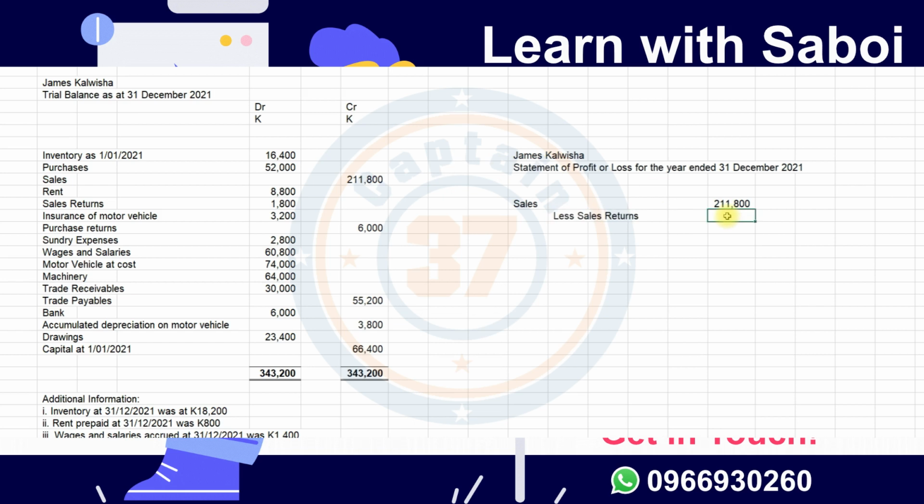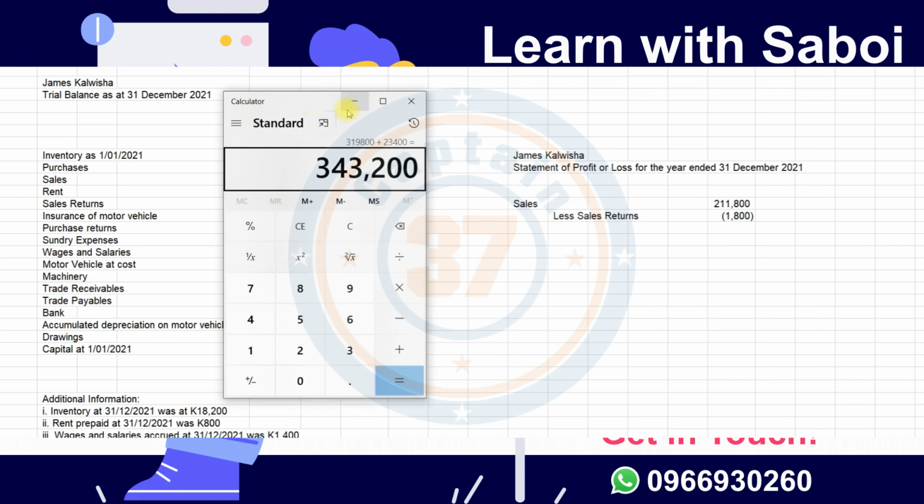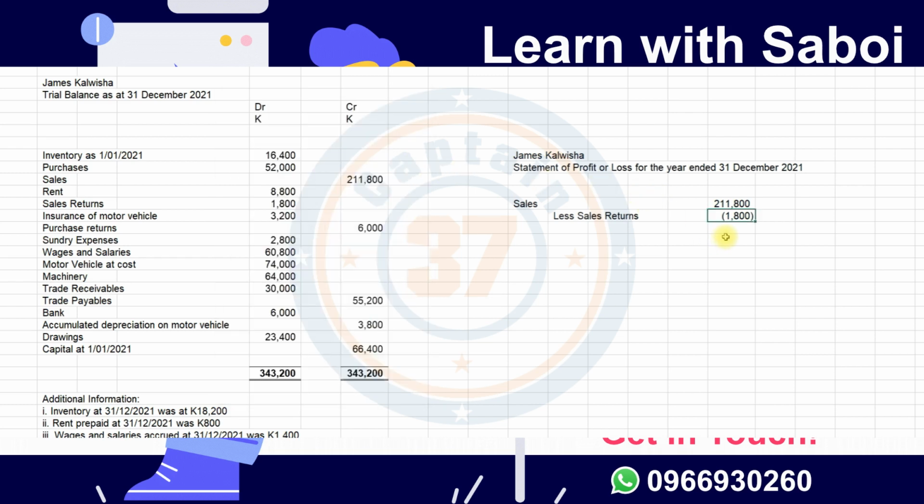And what's the figure for sales returns? Sales returns is here, 1,800. So it's going to be less this amount right over here. What do we get when we subtract this on the calculator? I could use the formulas, but I'm trying to be as natural as possible. 211,800 minus 1,800. It's going to give me 210,000. So this is the 210,000 that's over here.